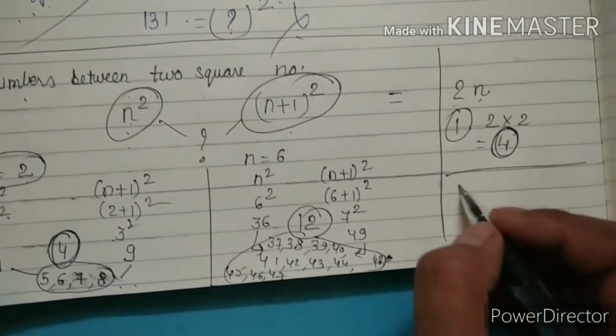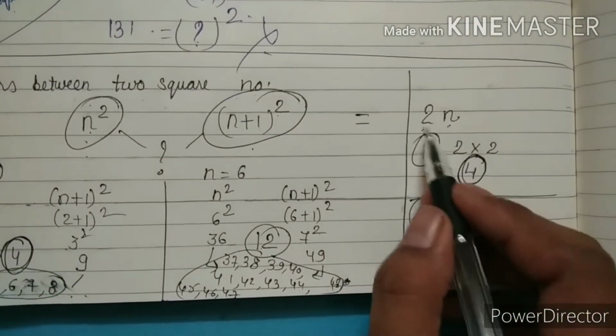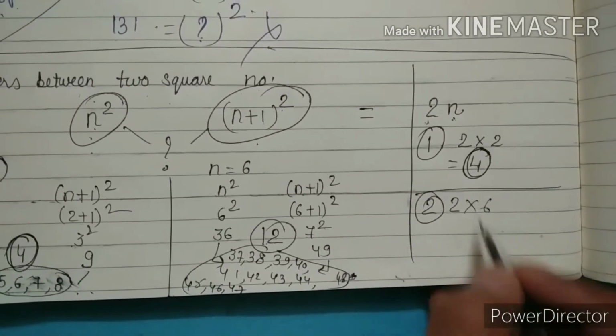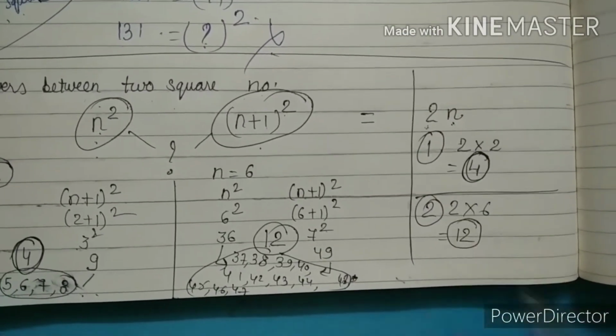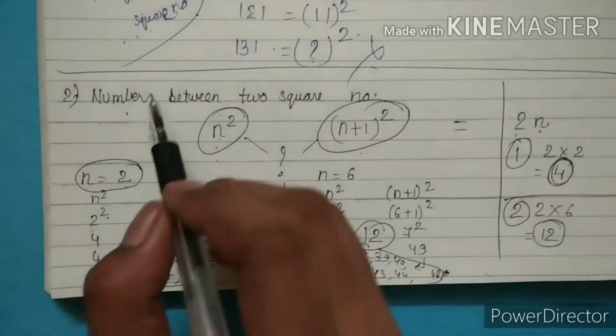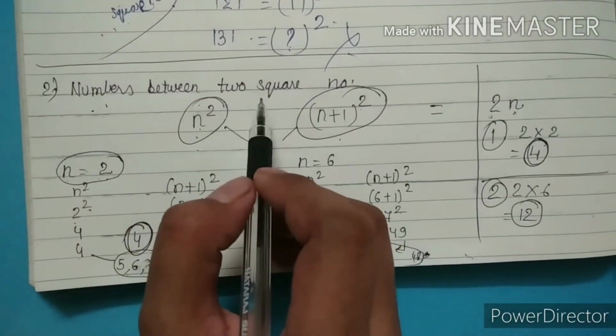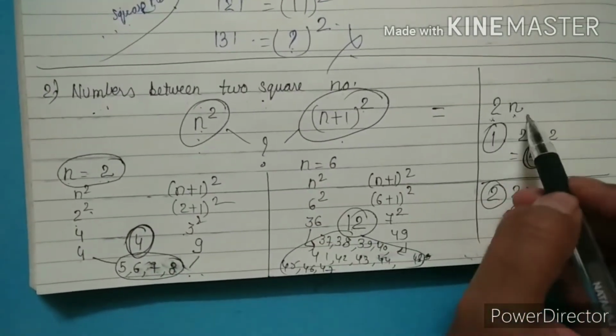So how can we take it directly? In the place of n we put 6, so 2 into 6 gives us directly 12. So we can find the numbers between two square numbers directly with this method: 2 into n.